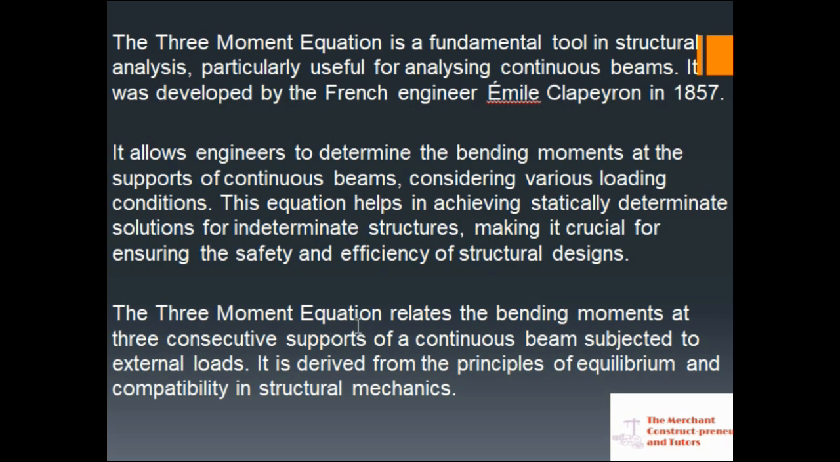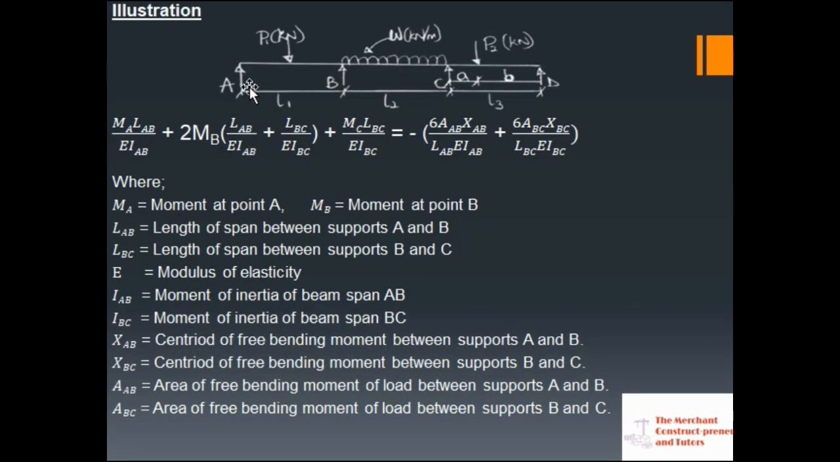The three-moment equation relates the bending moments at three consecutive supports. This is the condition: it takes three supports, that is two spans, of a continuous beam subjected to external load, something like this. This is 1, 2, 3, 4. This is 4 supports, 3 spans. So when you are using the three-moment equation, you take the first three, 1, 2, 3, that is A, B, C, spans L1 and L2. You now express it using the expression developed by Clapeyron.